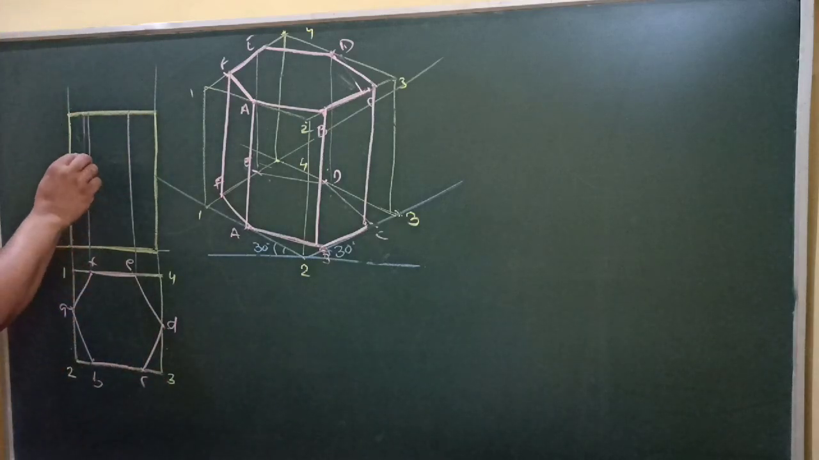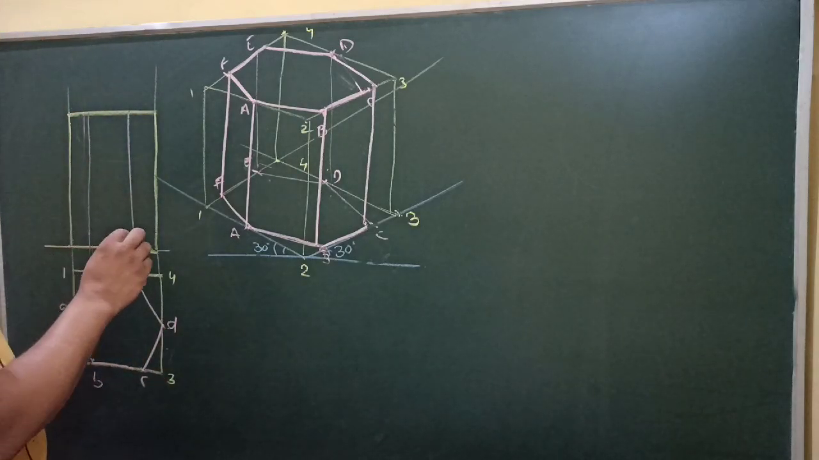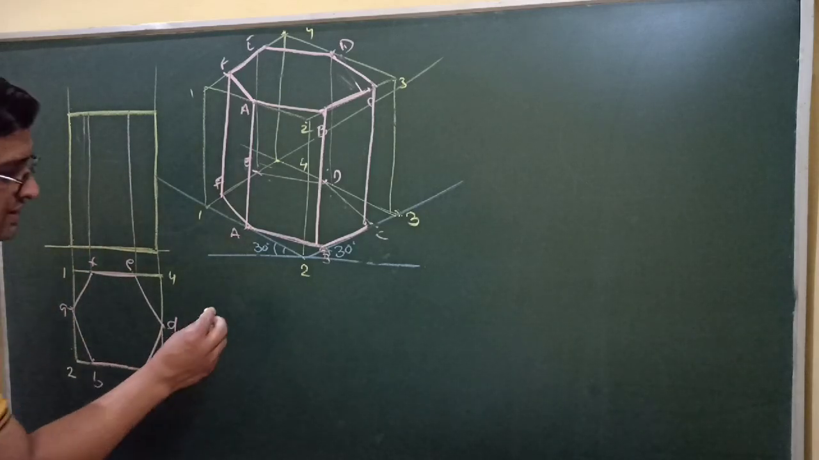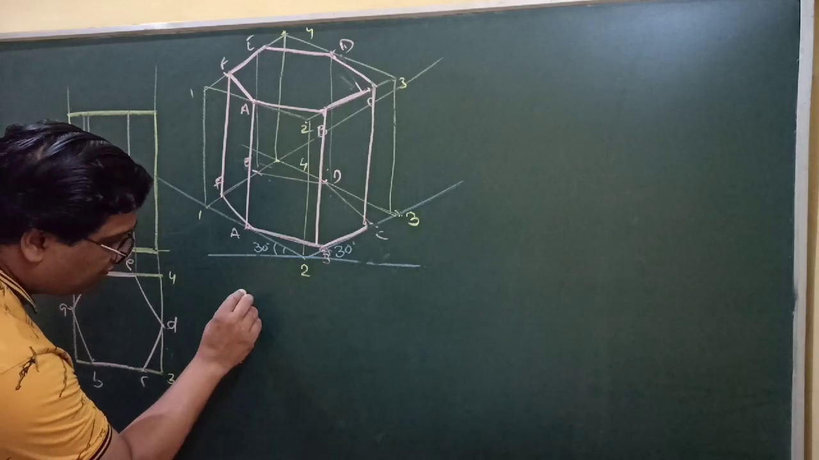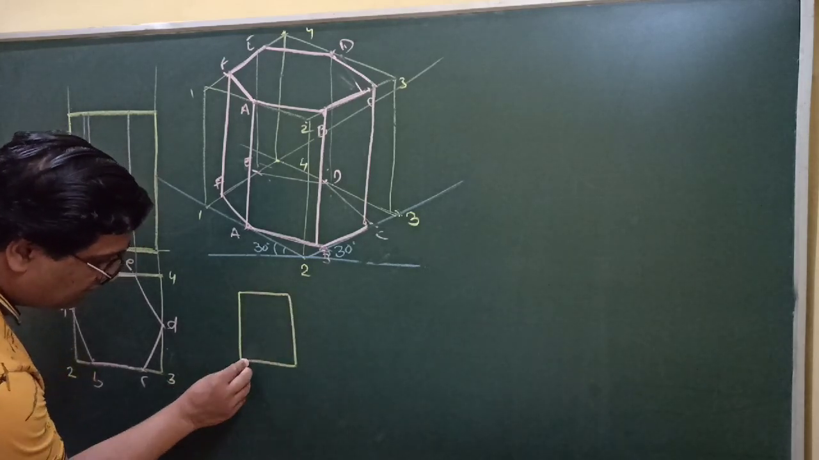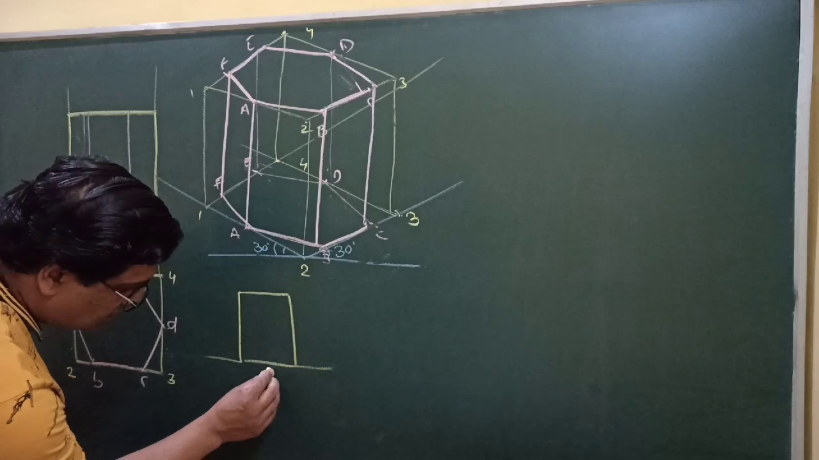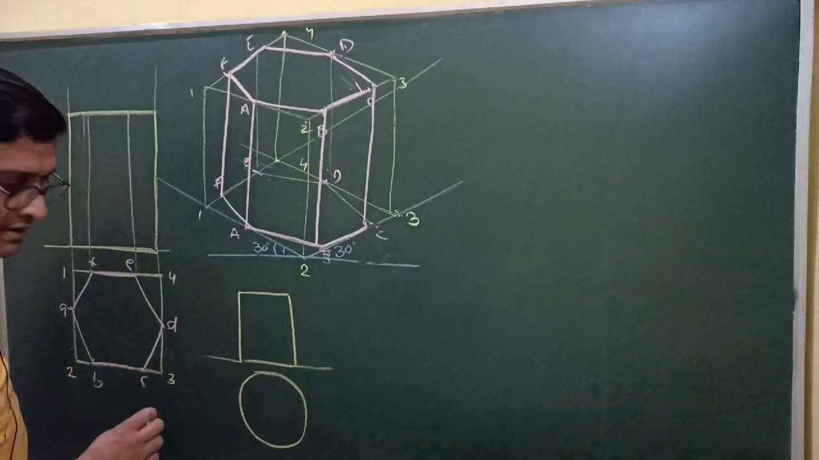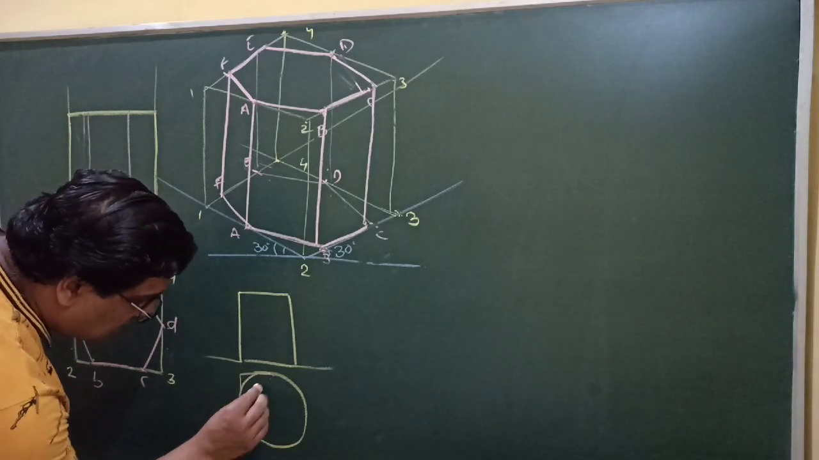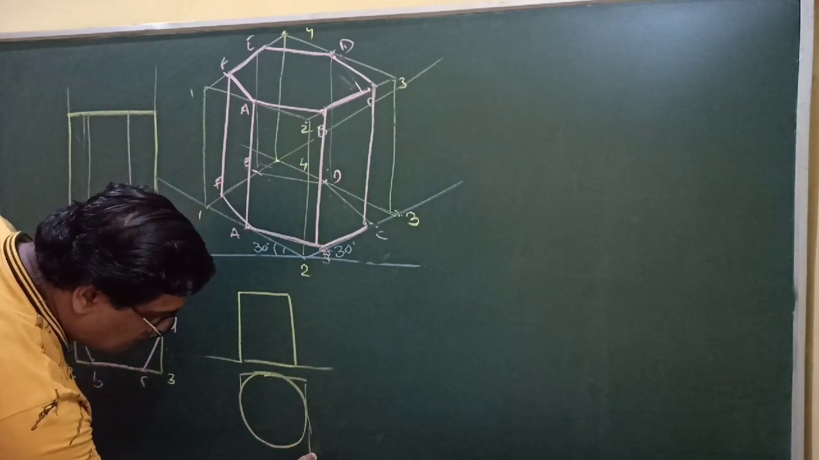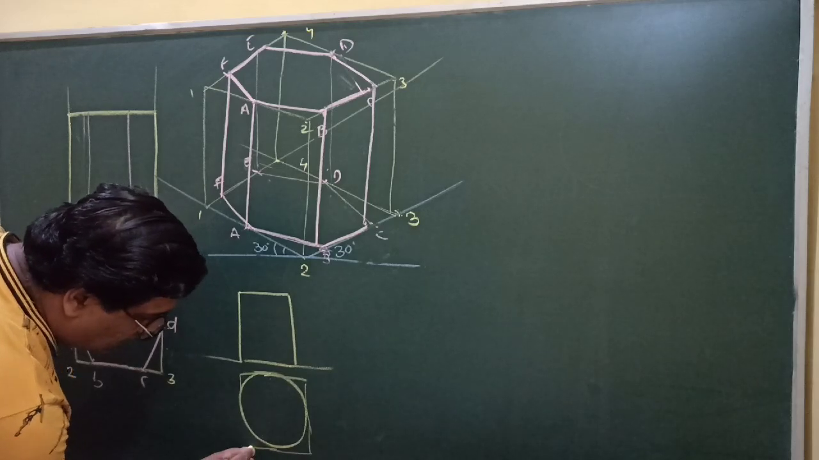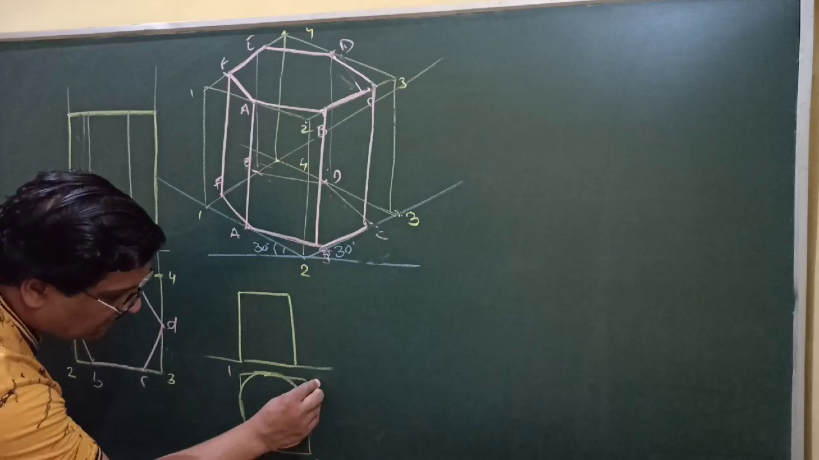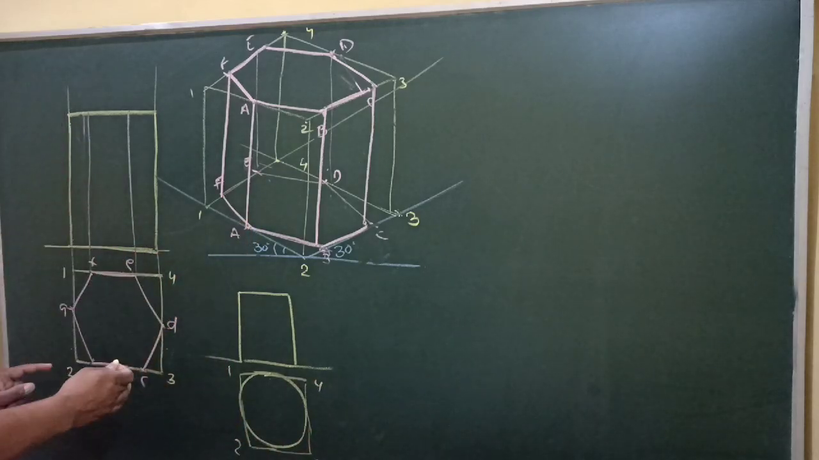If rather than a prism there would be a cylinder, so this will be the top view and front view of that cylinder. In front view it would be a rectangle, and in top view that will be a circle. So first enclose this circle into a square, like 1, 2, 3 and 4, just like here we enclosed.